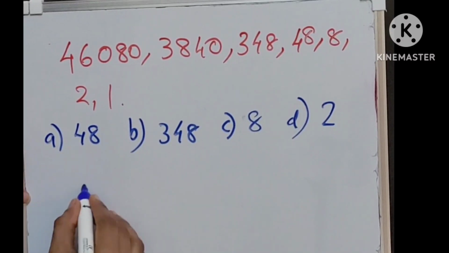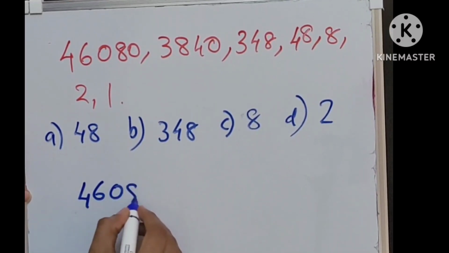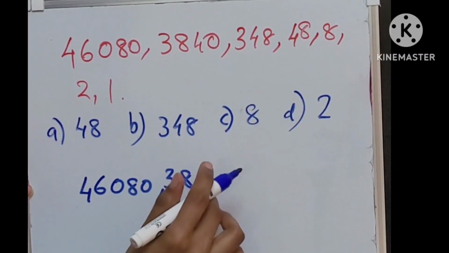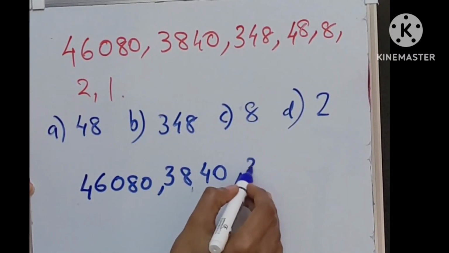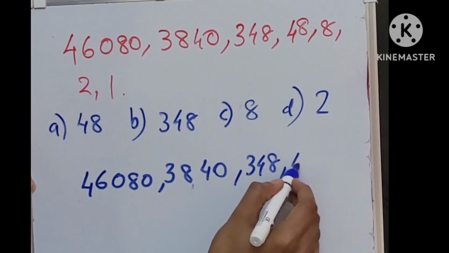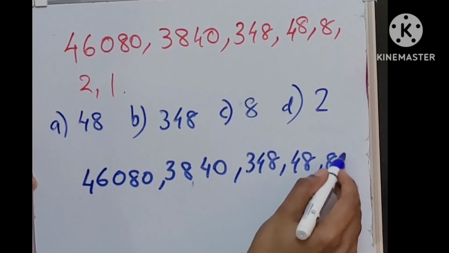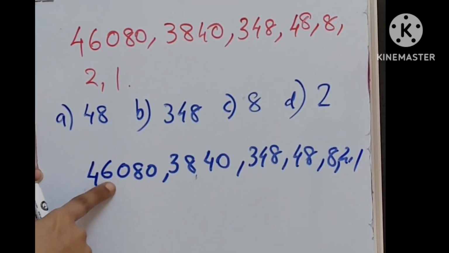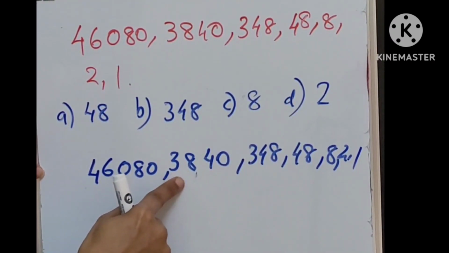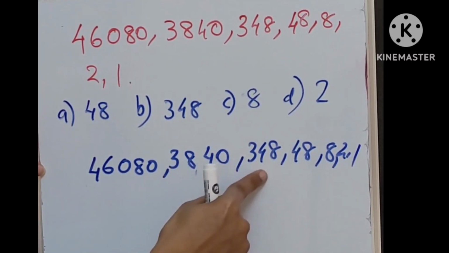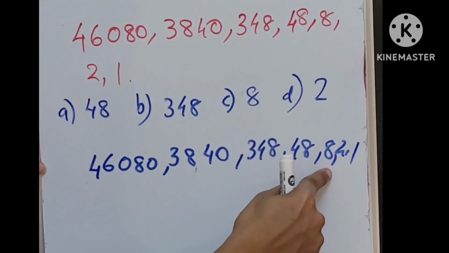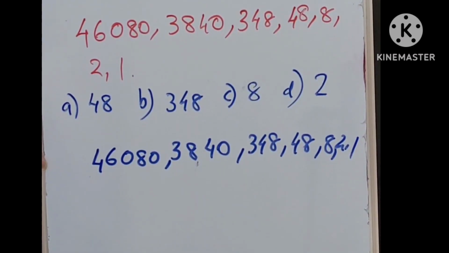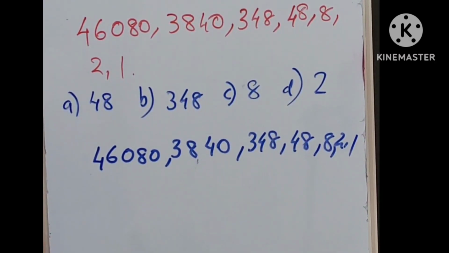In the given number series, one term is wrong. So find out the wrong term. I wrote here the given series. The first number is 46,080, then 3,840, 348, 48, 8, 2, 1. Here one term is wrong. So we have to find out the incorrect term.